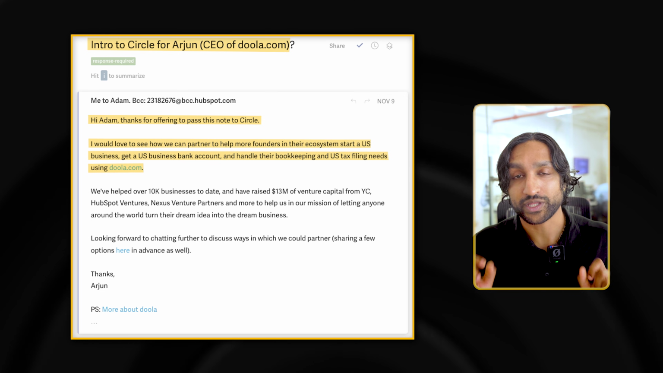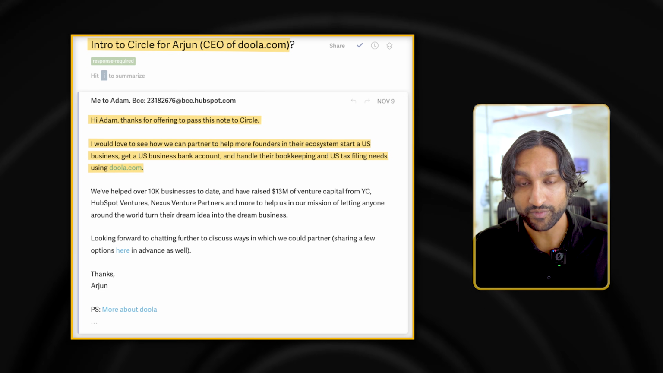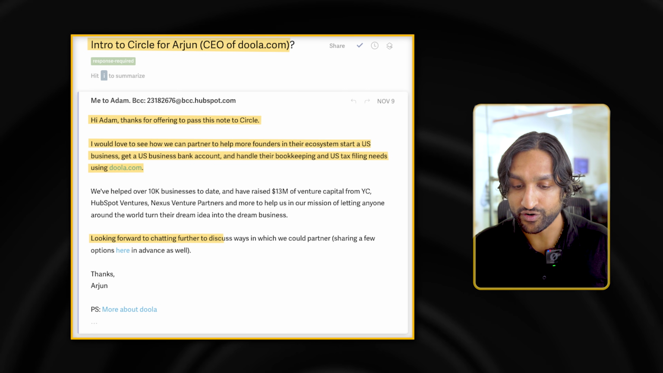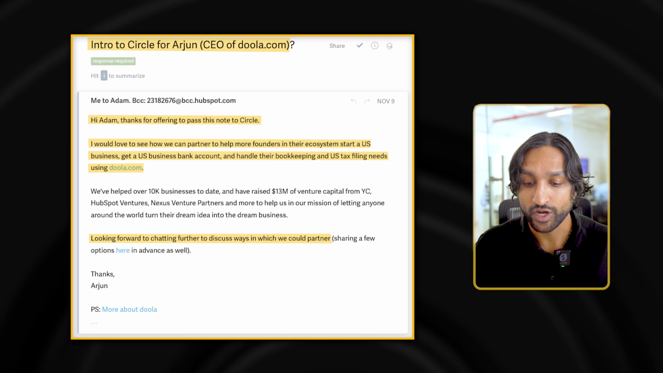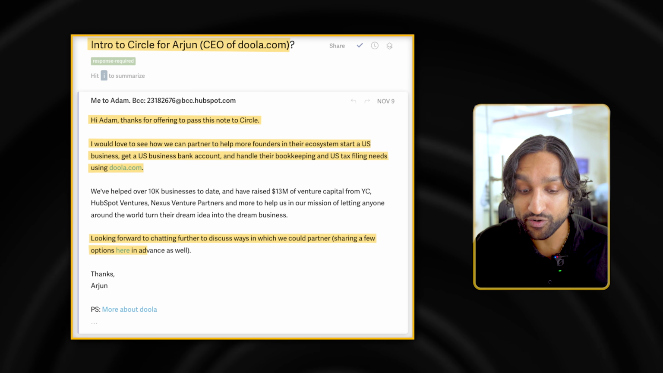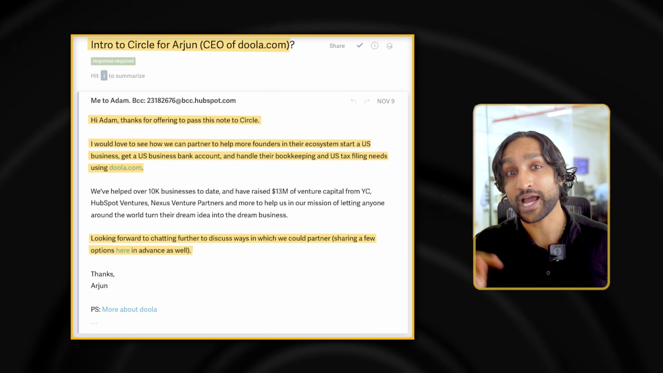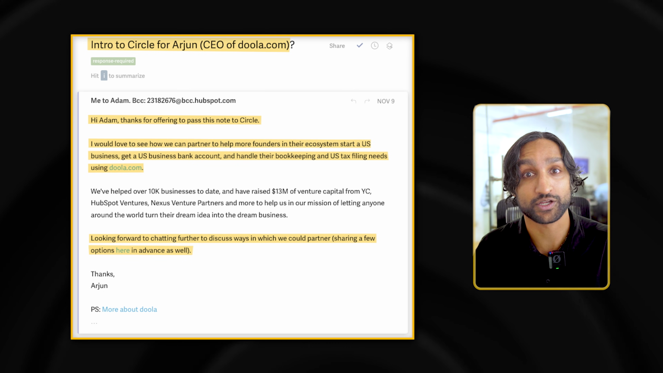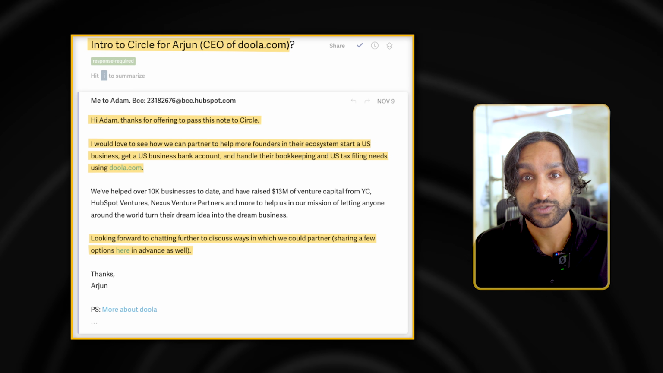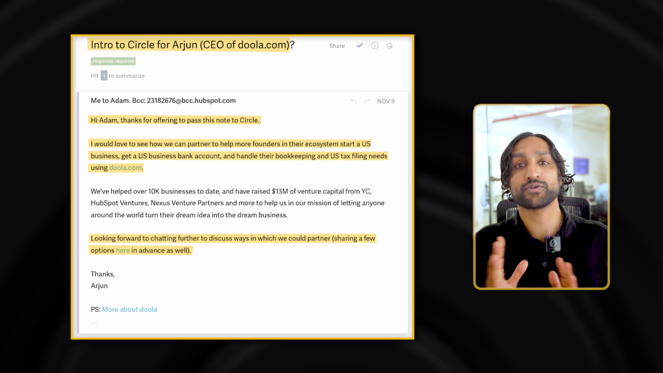But then I finish off with a call to action. This is the key to this email. Looking forward to chatting further to discuss ways in which we could partner, sharing a few options here in advance as well. What I did when I hyperlinked to here is I linked to our partner page. So I gave them the option to actually click and go learn more, but I didn't throw it into the email.